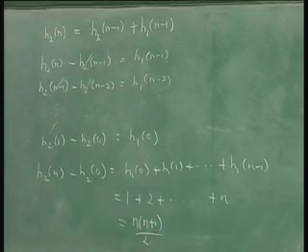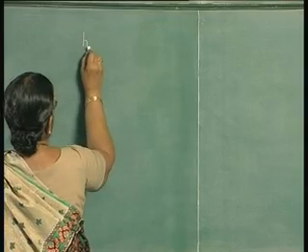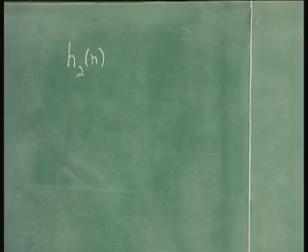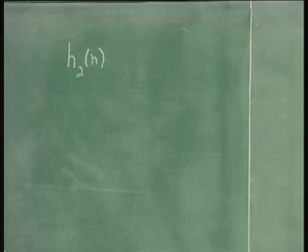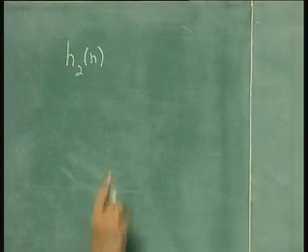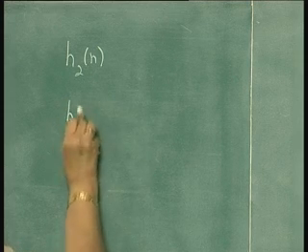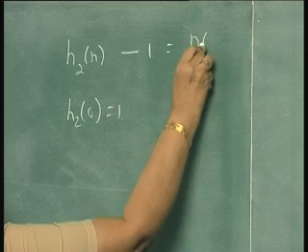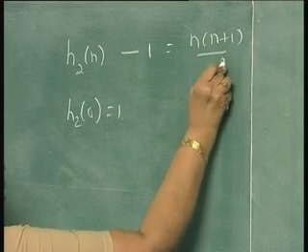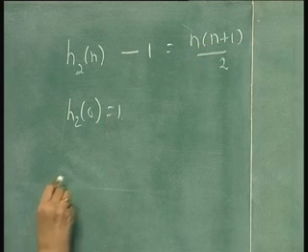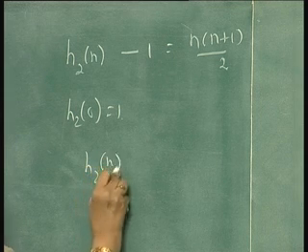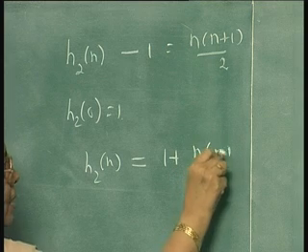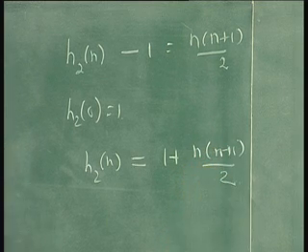So what can you say about H2n? H20 is when no lines are drawn, the plane has only one region. So H20 is equal to 1. So H2n minus 1 is equal to n into n plus 1 by 2. And this gives you the answer. H2n is equal to 1 plus n into n plus 1 by 2.